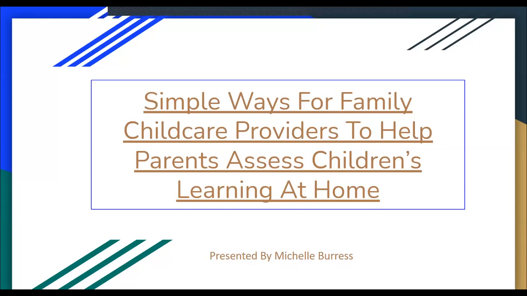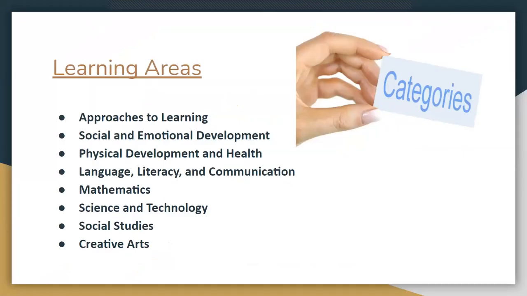So the presentation is called Simple Ways for Family Childcare Providers to Help Parents Assess Children's Learning at Home. So let's get started. Some of the learning areas that we're going to be talking about are approaches to learning, social and emotional development, physical development and health, language, literacy and communication, mathematics, science and technology, social studies, and creative arts. And there'll be videos to give you an example of some of these areas as we go along in the presentation.